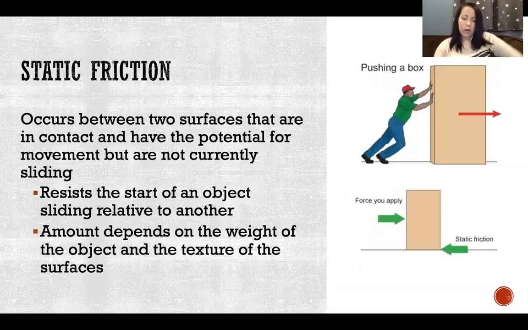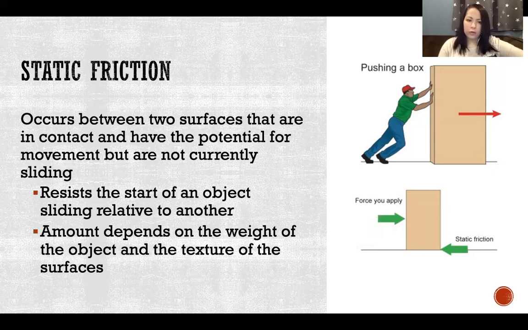Okay, static friction is when we have friction between two surfaces, but at the moment, those surfaces are not moving. So static, like stationary. It occurs between two surfaces that are in contact and have the potential for movement, but are not currently sliding. So when something is going to start sliding on another surface, we have to first overcome static friction to be able to initiate that sliding. So it resists the start of an object sliding relative to another, and the amount of static friction depends on the weight of the object and the texture of the surfaces.